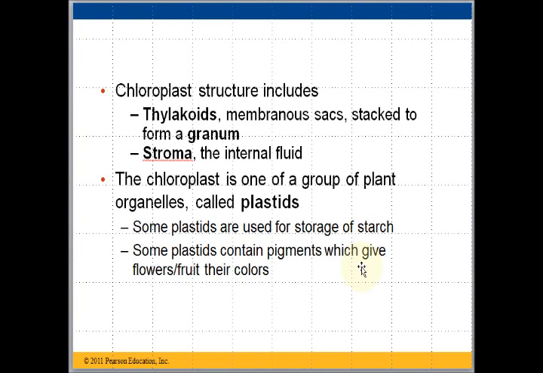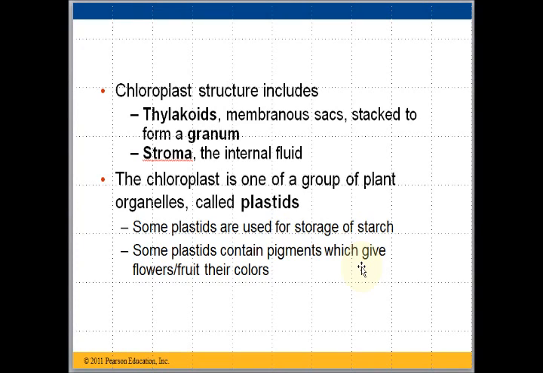The chloroplast is one of a group of organelles called plastids. Some plastids are used for storage, like, for example, in the potato. If you have a potato plant, the potato itself contains plastids that are used to store starch. Some plastids are used to store different types of pigments, which might give the flower or the fruit its color. So there's different types of plastids within the plant cell, and they're various organelles that are kind of related as far as their structure.